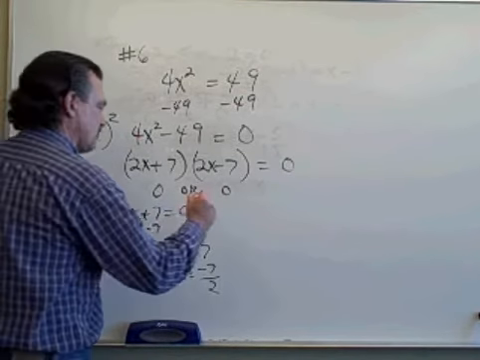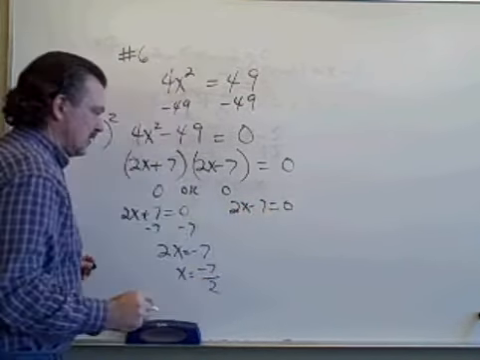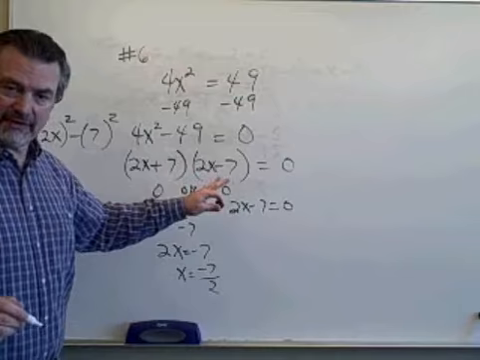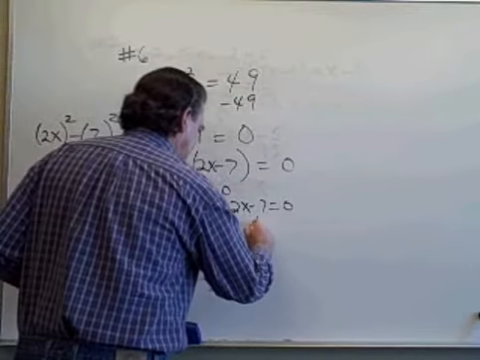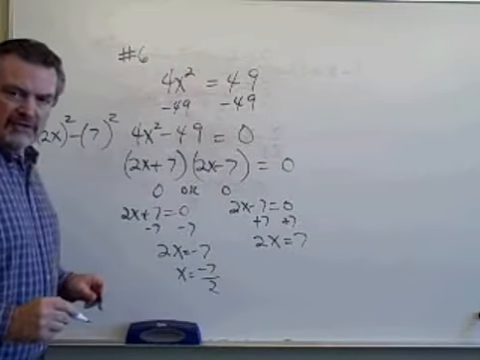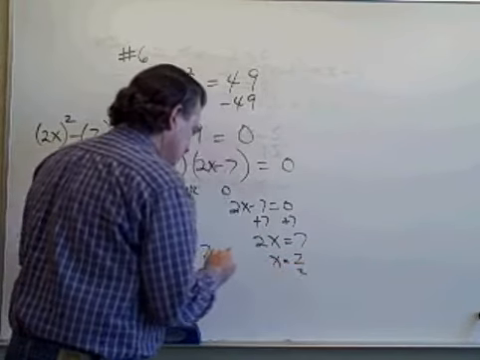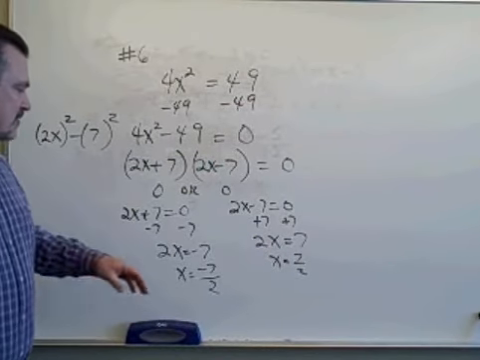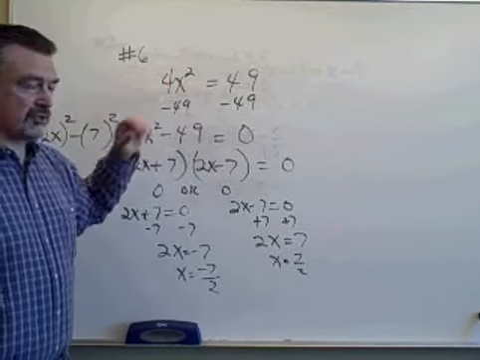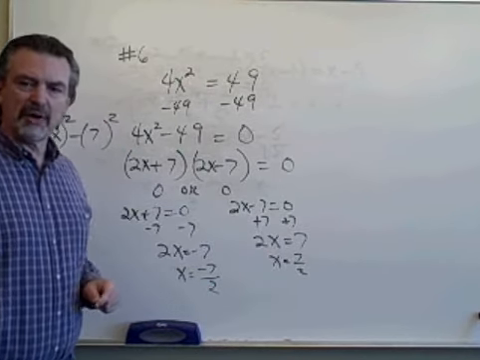Do the same thing with the other factor. Set it equal to 0 and solve that linear equation to figure out what value of x would make this factor become 0. I would add 7 to both sides as my next step in solving this linear equation, and then dividing by 2, I get x equals 7/2. So my two solutions to this original quadratic equation are negative 7/2 and positive 7/2.